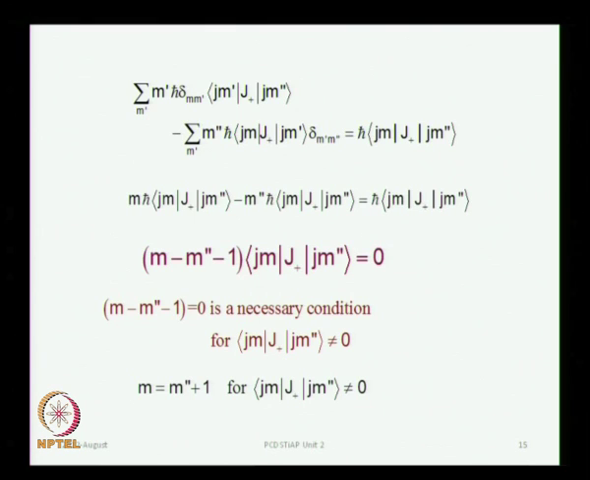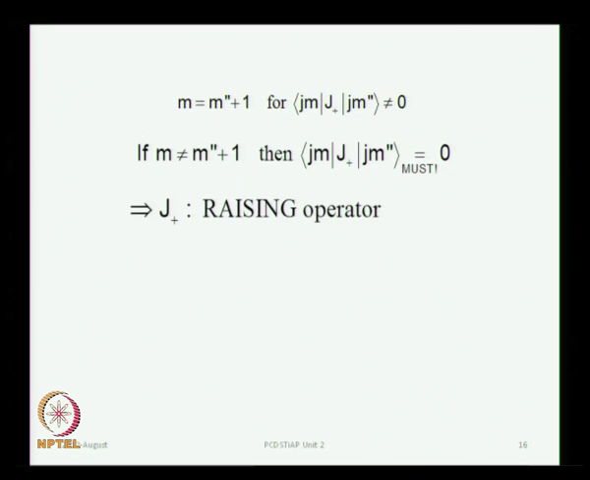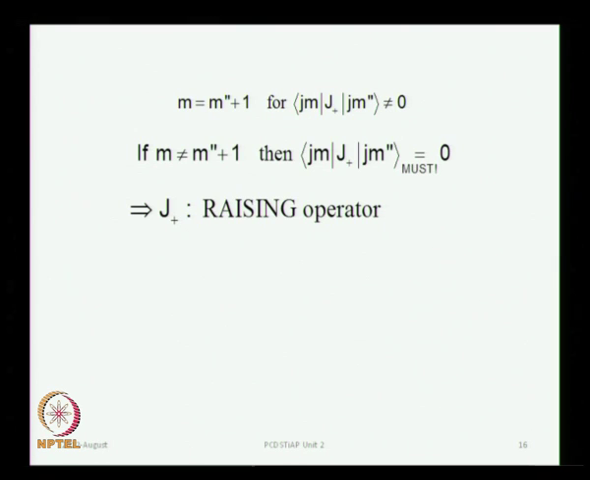In other words, m must be equal to m double prime plus 1, and this is a necessary condition that emerges from a very simple analysis which offers this interpretation to the operator J plus as a raising operator, because the index on the left must be in excess of the index on the right by unity. That is a necessary condition that follows. I will leave it as a very simple exercise for you to find out that J minus is a lowering operator. Do the same analysis, it will come automatically.